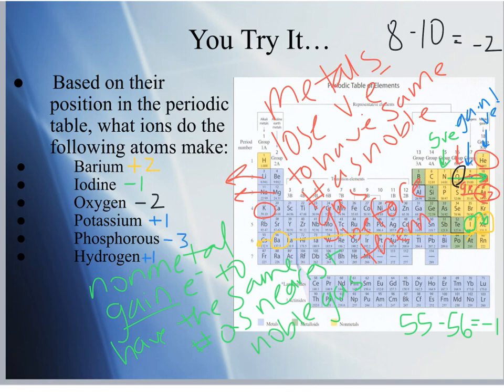All right, so potassium is in group 1A, 1 valence electron. He's going to lose because he's a metal, so it's going to be a positive 1. Phosphorus, so potassium is here, phosphorus over here on the non-metal side. Non-metals always gain. In order to have the same number of electrons as the noble gas, he needs to gain 3. So that means he's going to have a negative 3 charge.